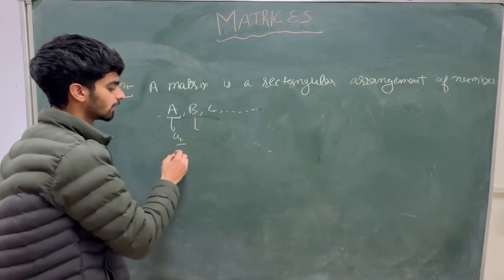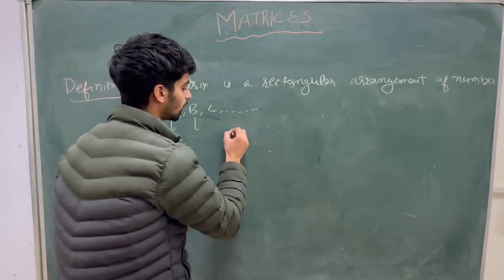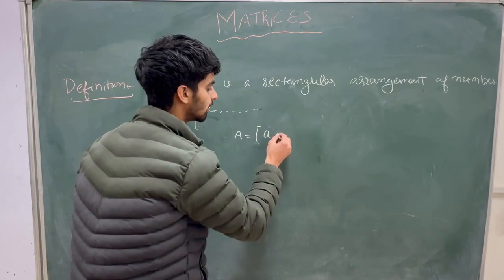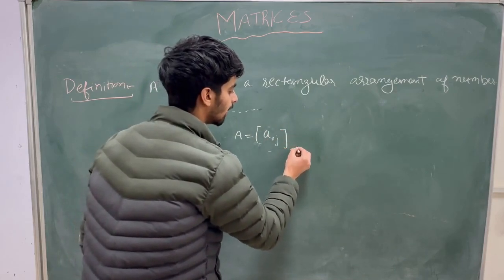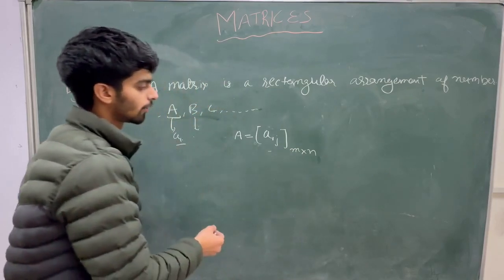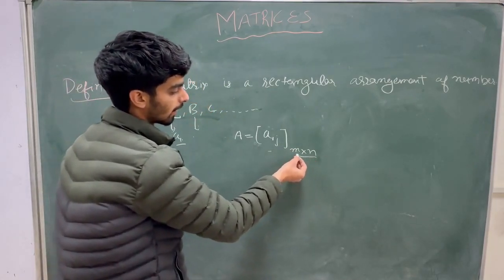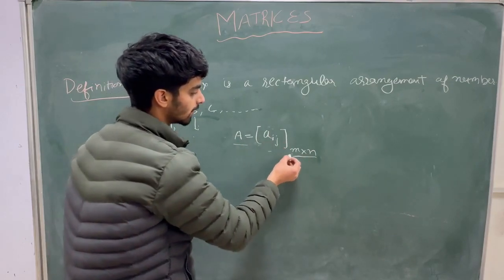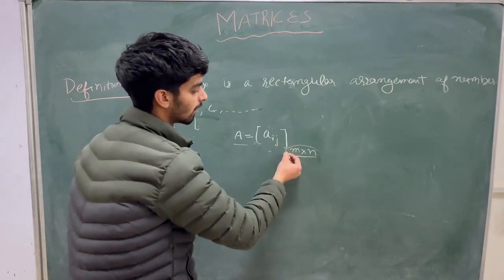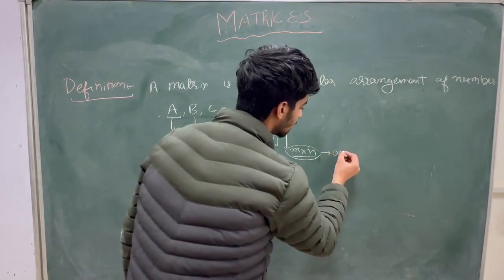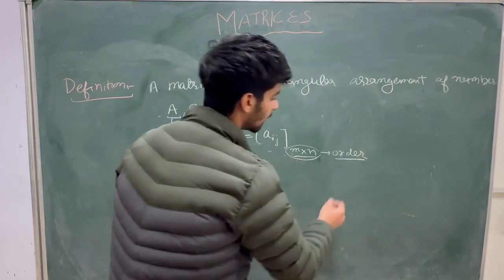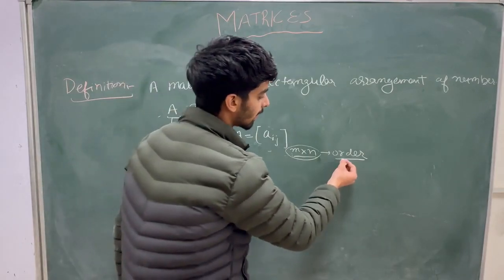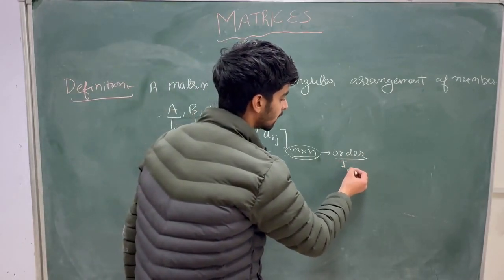A12, like this, and the general form of the matrix is Aij, M cross N. And here you can see that I have written M cross N and i and j. Let's understand these terms. So here M cross N is called the order of the matrix. And now what is the meaning of order? Order just tells us the size of the matrix.